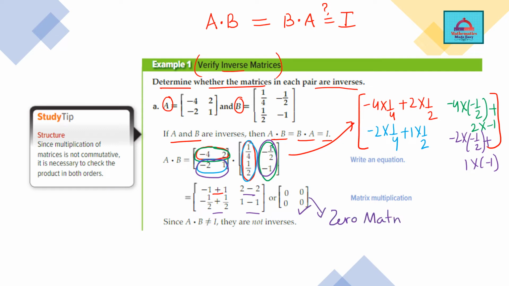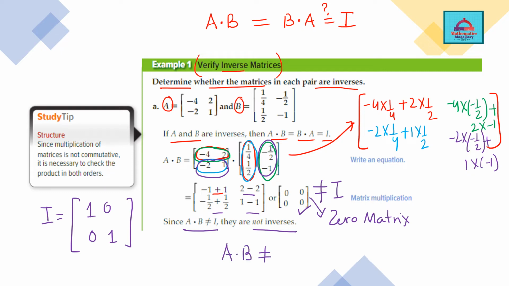Remember, a zero matrix is a matrix which has all elements 0. This is definitely not equal to identity, because for identity, just to clarify, you should have element 1 on the primary diagonal and 0 otherwise. So this is different. So they are not inverse since the product is not equal to identity matrix.